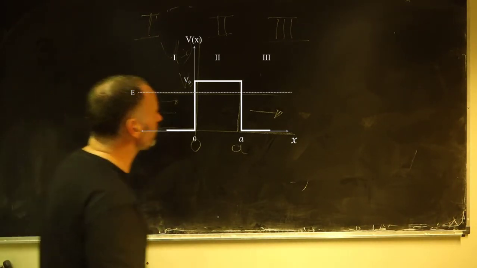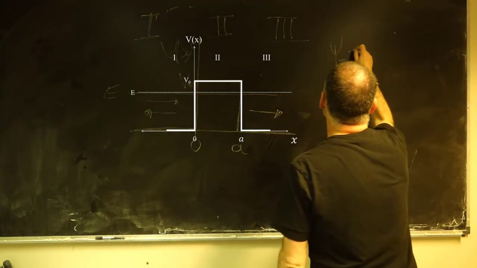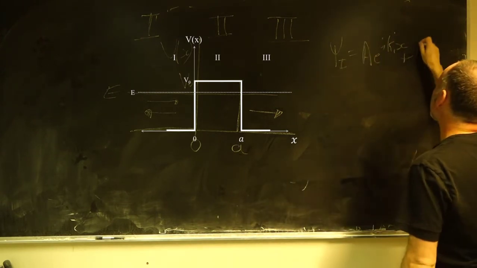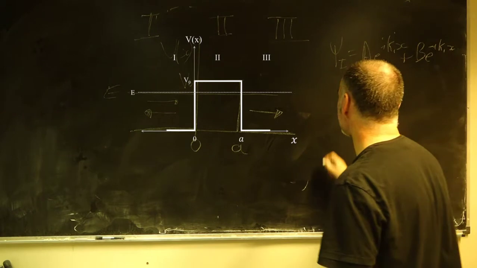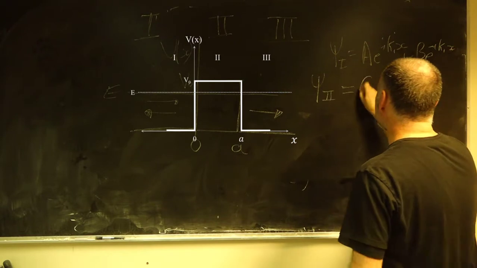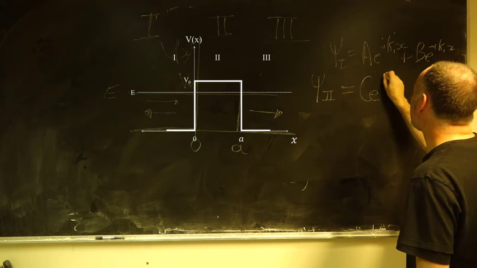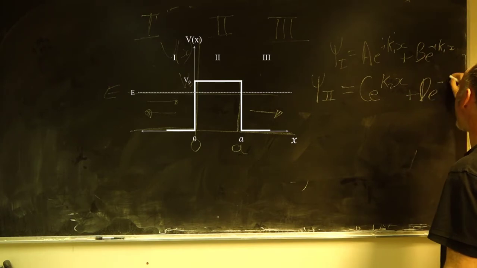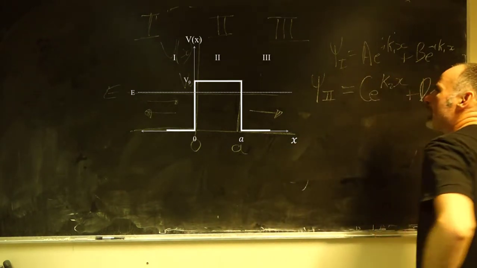So we can write down our wave functions in regions 1, 2, and 3 as follows. Region 1 is A e to the i k1 x plus B e to the minus i k1 x, just as we had for the potential step. Because we've now got a barrier rather than a step, the wave function in this region is going to be C e to the k2 x plus D e to the minus k2 x for the complete solution. Instead of having a step, now we've got a barrier, which means we can't rule this term out.